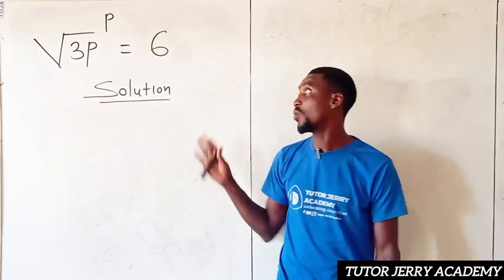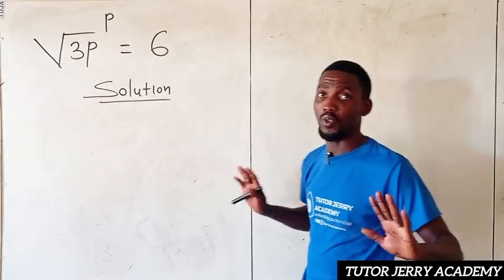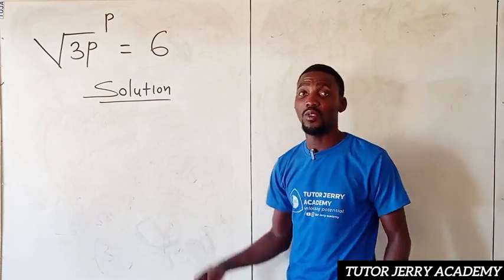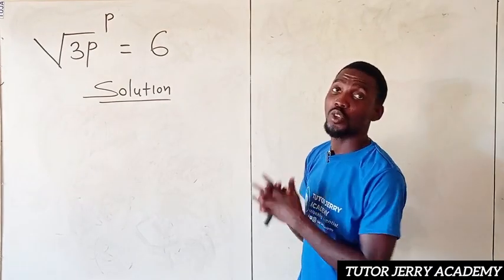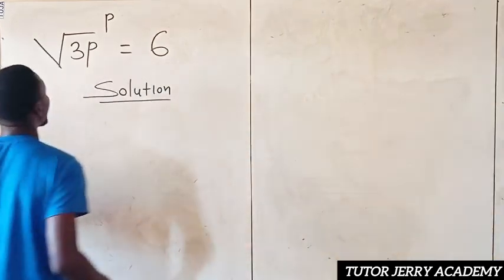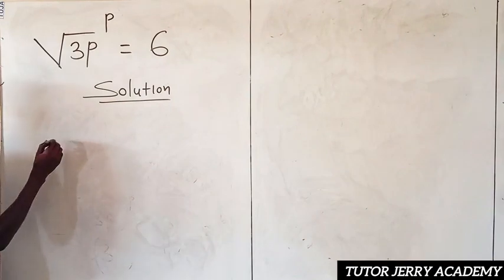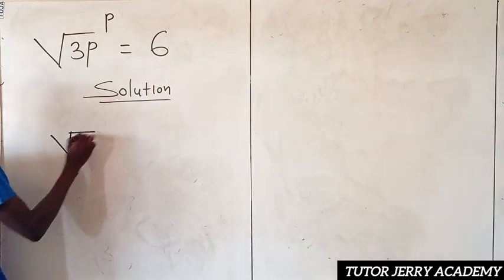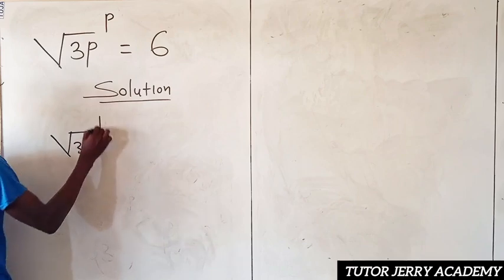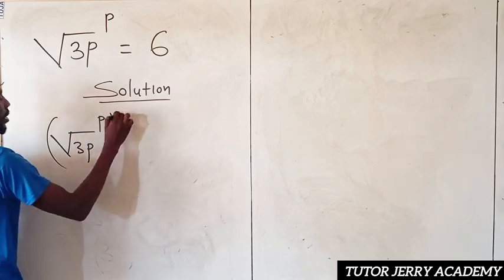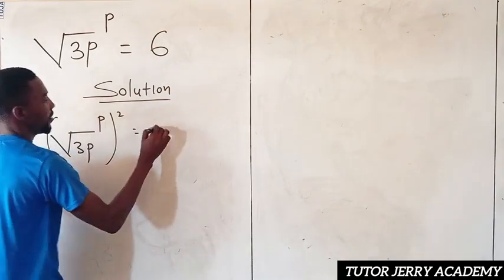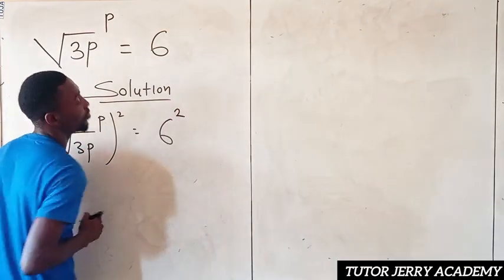Alright, let's solve the question above. Very quick, we are asked to find the value of p. So for us to solve this, we are going to take the square of both sides. So doing that, we are going to have the square root of 3p to the power of p all square will be equals to 6 to the power of 2.